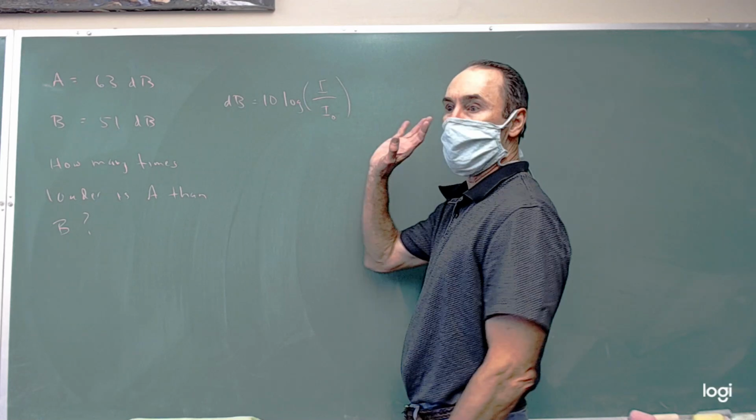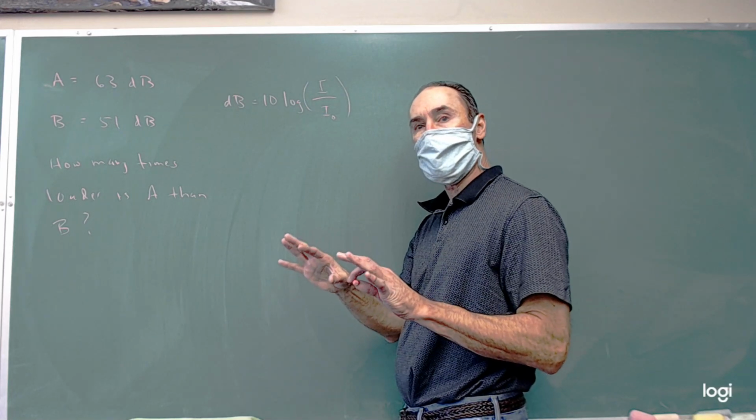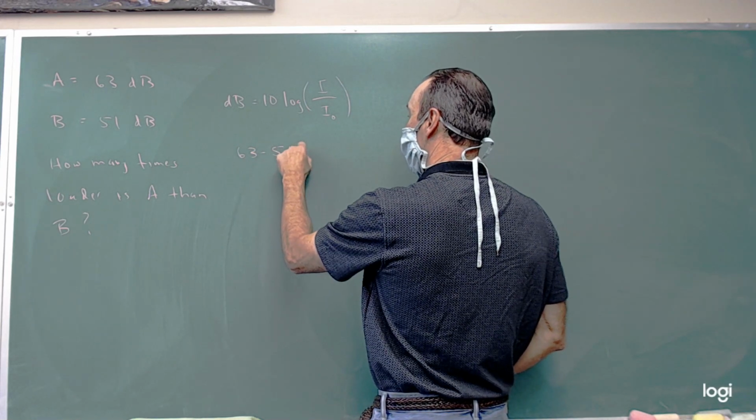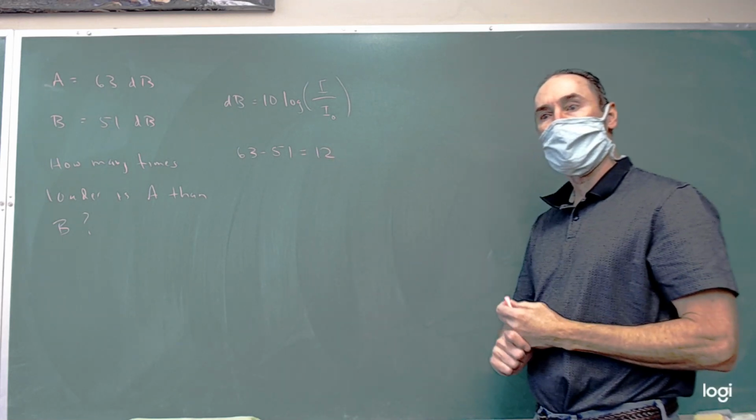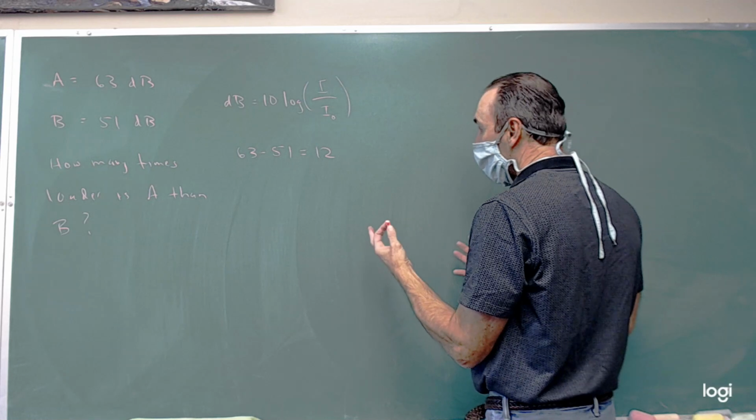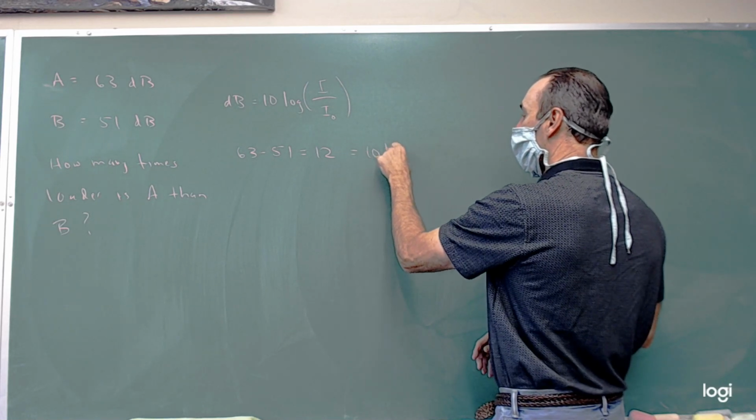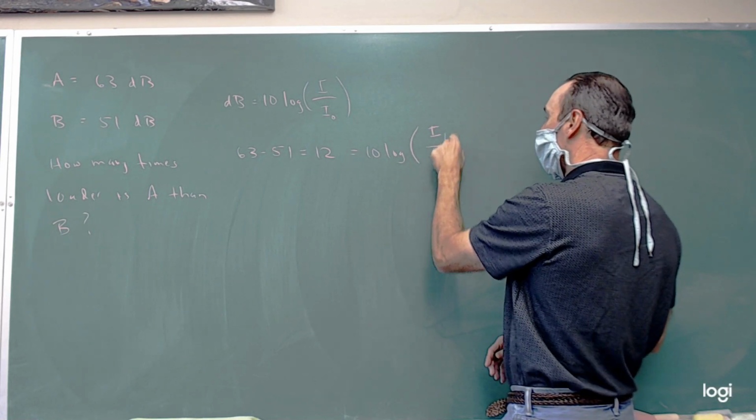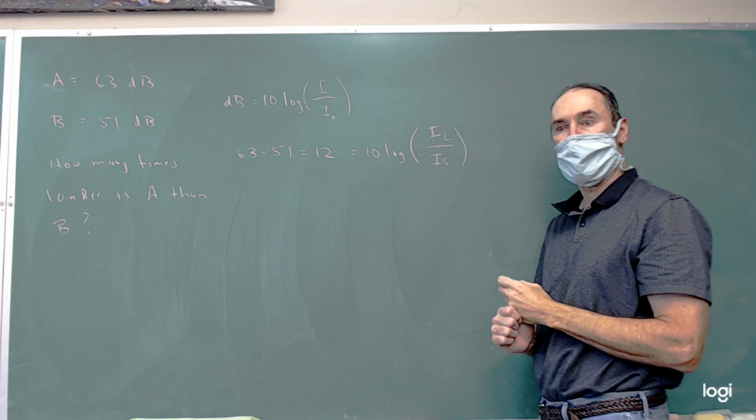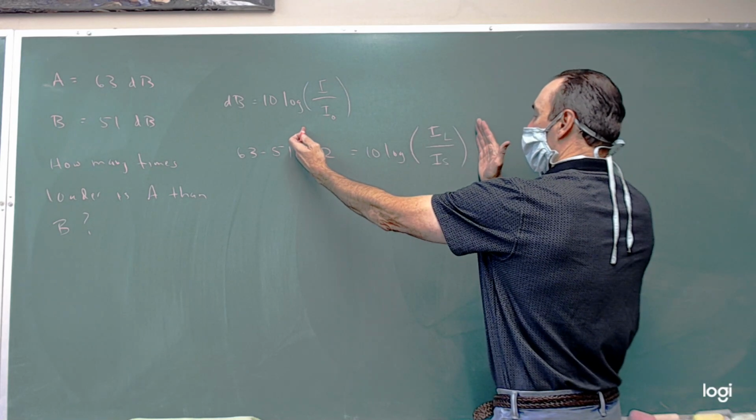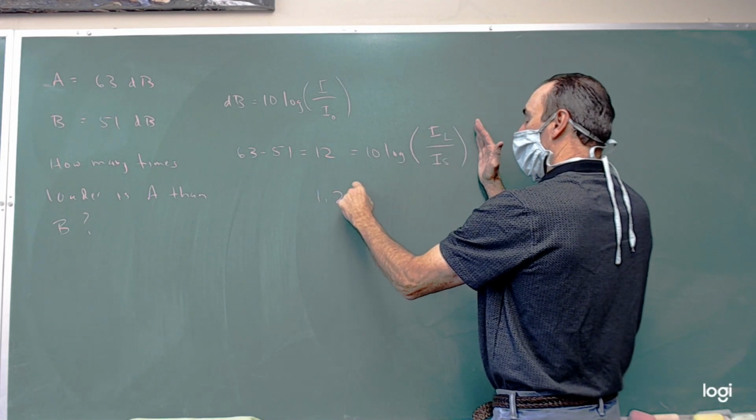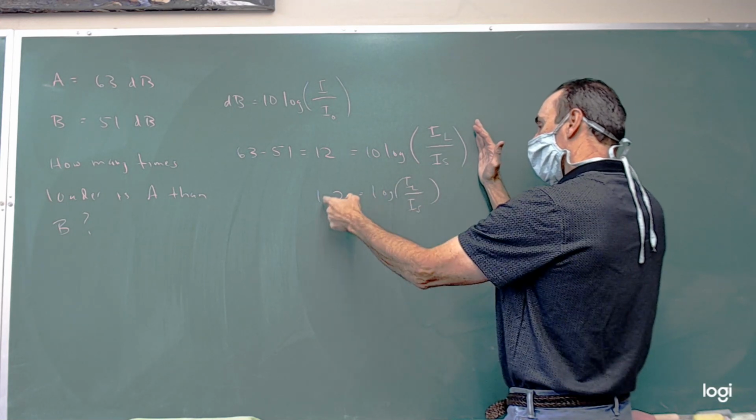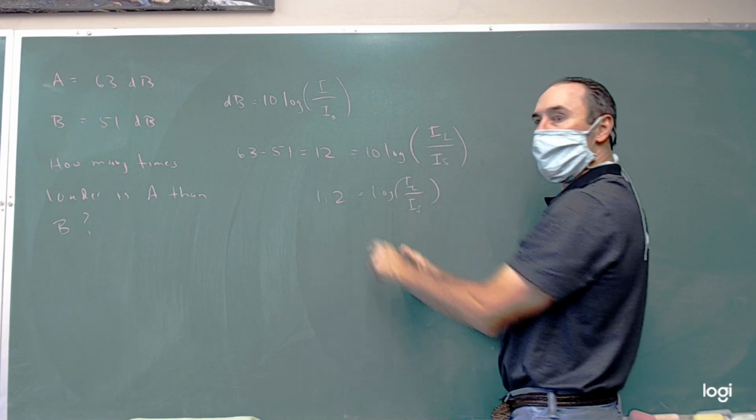So I'll give you the short version, and then I can explain why it works the way it does too. We want to take the 63 minus the 51 to get the difference. There's a 12 decibel difference. Now the shortcut version is that's going to be 10 log of the intensity level of the louder one over the intensity level of the softer one. Then if we just work with this, we can divide the 10 over, and then we go 10 to this power equals that, or exponentiate both sides, base 10.